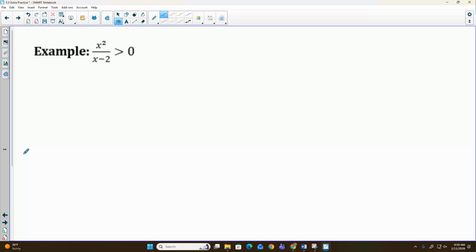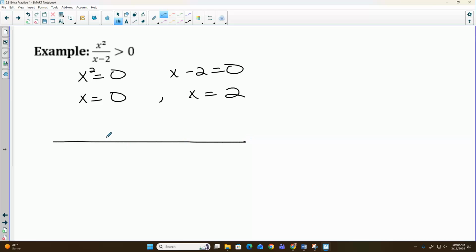Yeah, we don't have to get a common denominator. We already have a single fraction on one side, 0 on the other. Makes it equal to 0. Numerator and denominator equal to 0. So we get 0 and 2. What comes next? So 0 and 2 are my points.